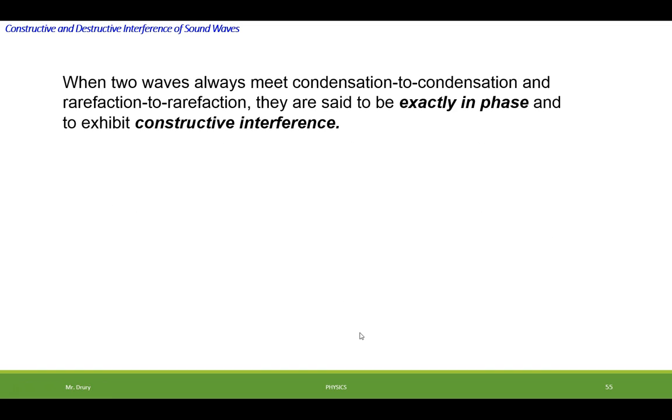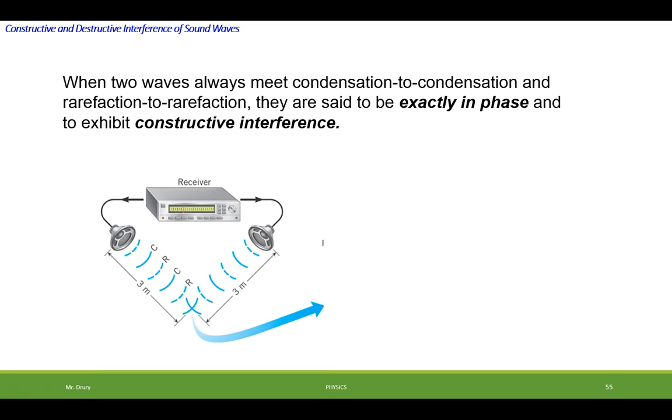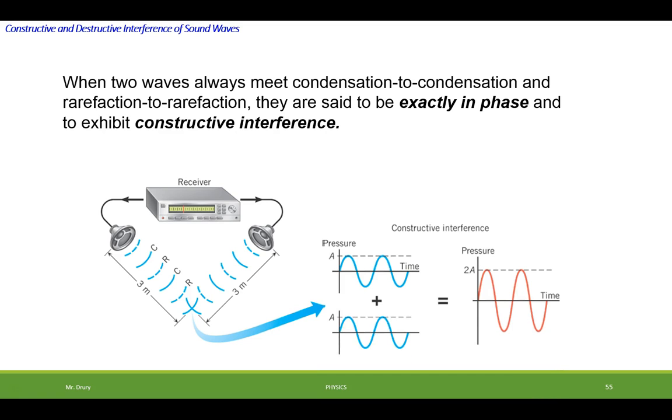When two waves always meet condensation to condensation and rarefaction to rarefaction, they are said to be exactly in phase and exhibit constructive interference. So let's say you have two speakers set up and they're making condensations and rarefactions, and they're both in phase, so they're both giving out the same signal at the same time. And where two condensations or two rarefactions meet, they constructively interfere with each other. And that would look like this. You have the two of them here, completely in phase. They line up with each other.